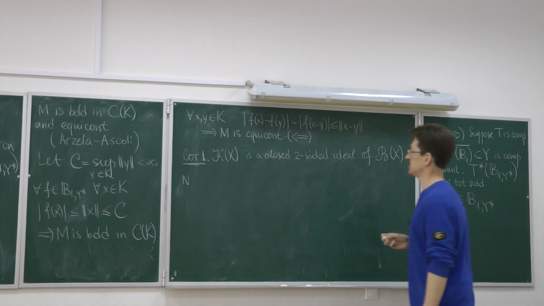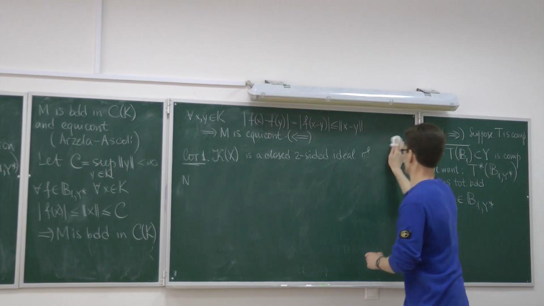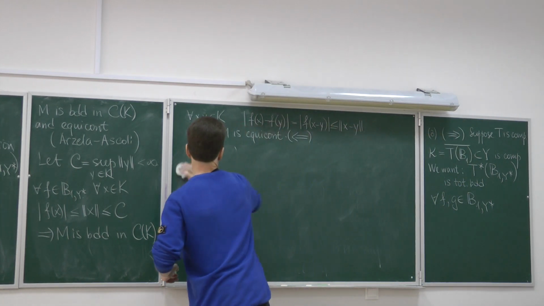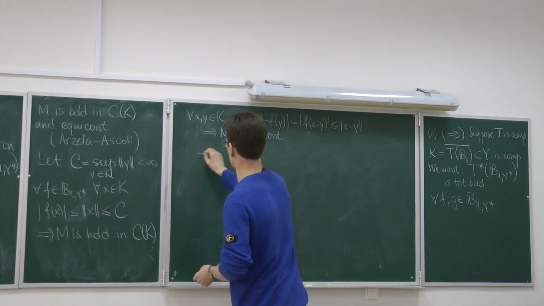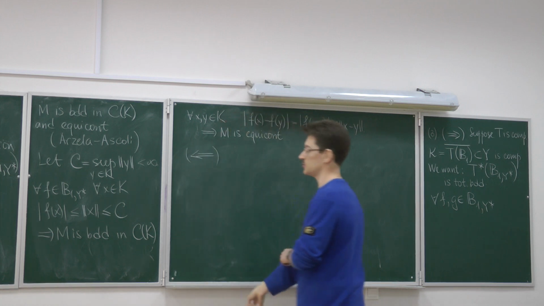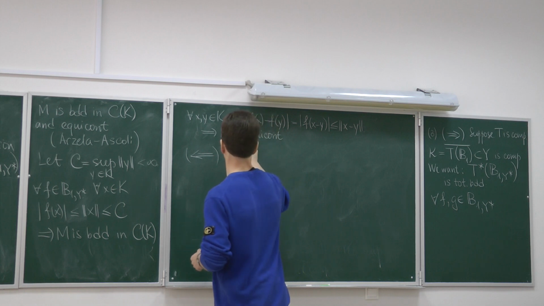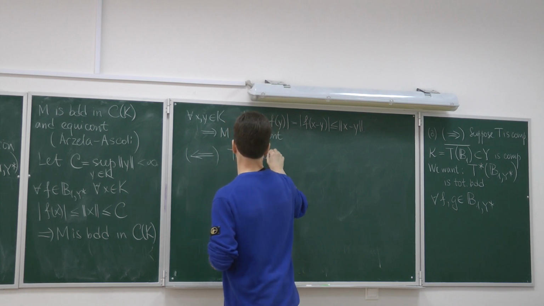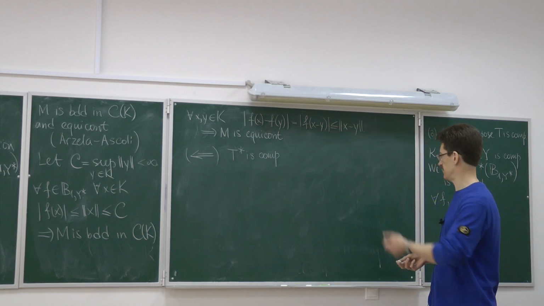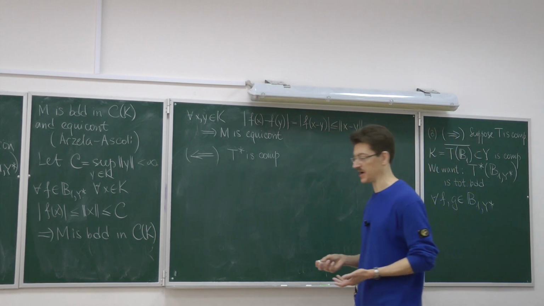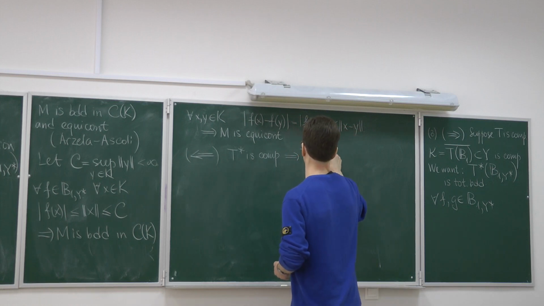If we now assume that T star is compact, then by the first part of our proof, the bidual operator is compact. T double star is compact.